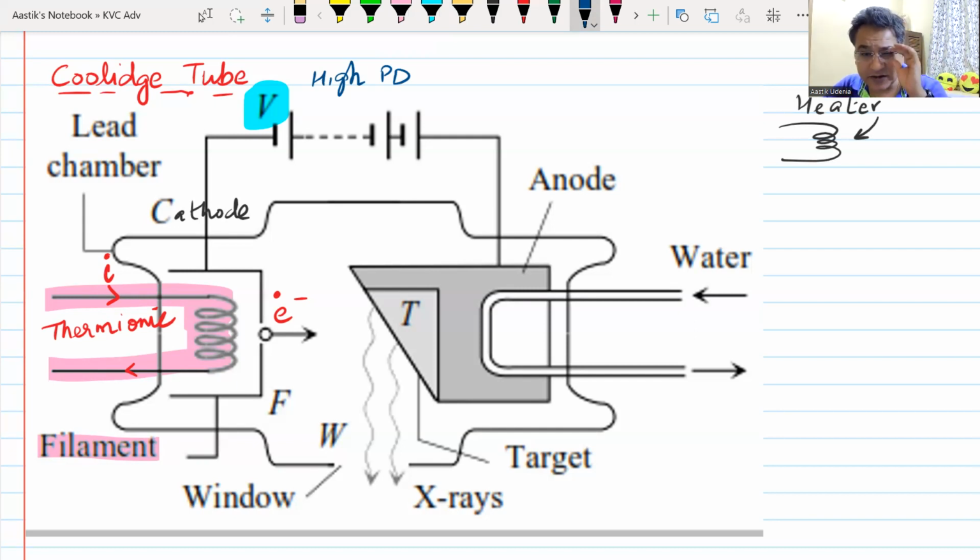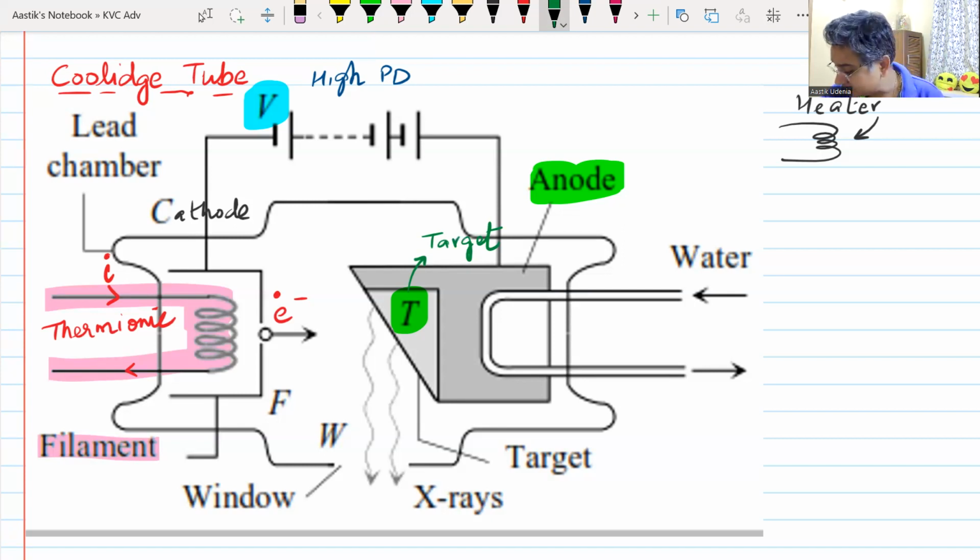The filament is made the cathode, and now on the right hand side we have the third element. The third element is the anode, which basically consists of T. What is this T? This is the target metal or target material. What should be the property of this target material? It should be a material of high atomic weight and high melting point.